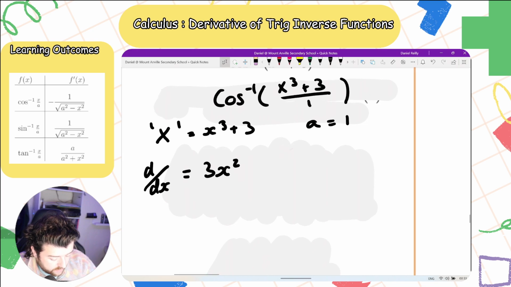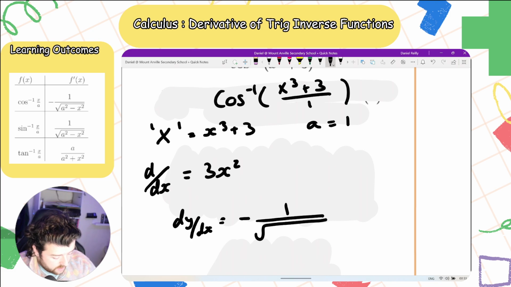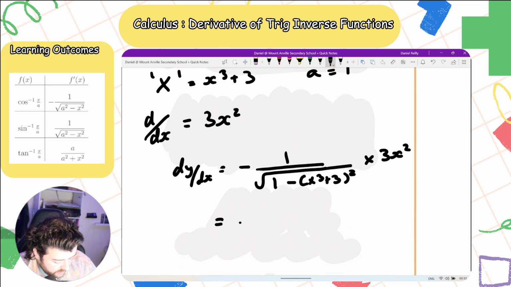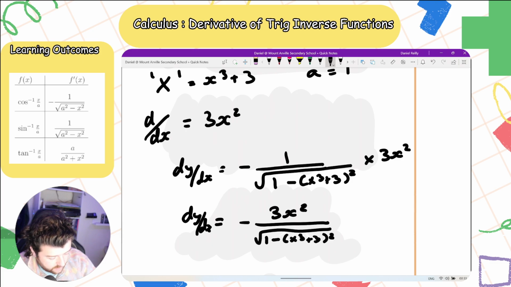Then let's sub it in. So my derivative, dy dx, is equal to minus 1 over the square root of a squared minus x squared. So a squared is 1 squared, which is 1, minus x squared, x cubed squared. And multiply by the derivative. That will give me minus 3x squared all over the square root of 1 minus x squared. And that is my derivative there.